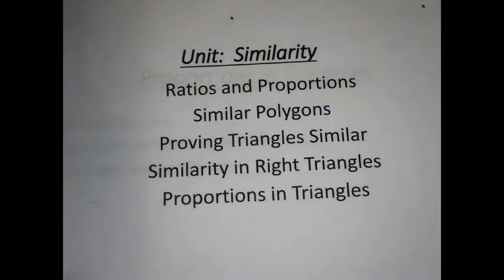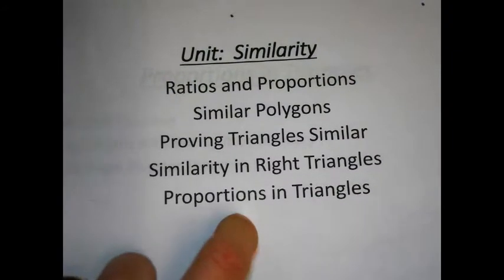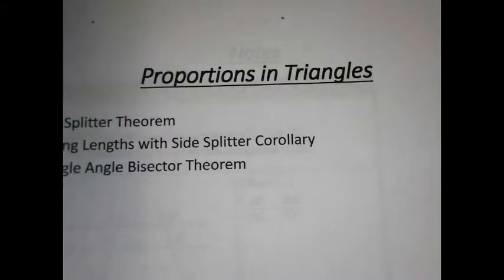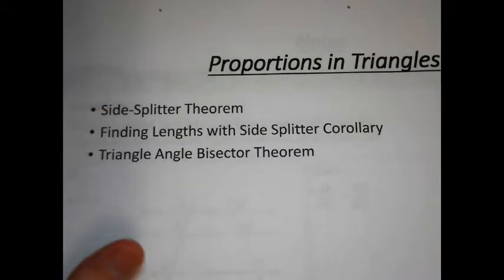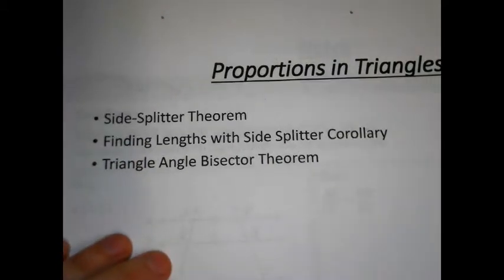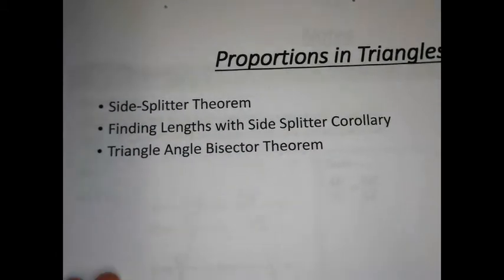We continue on our unit in similarity. We continue on the lesson in proportions and triangles. Last time, just to clue you in, we discussed the side splitter theorem. This time, we're going to talk about the side splitter corollary. Okay, so what is that all about?